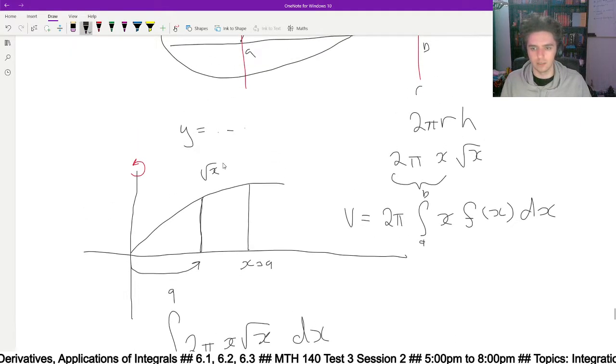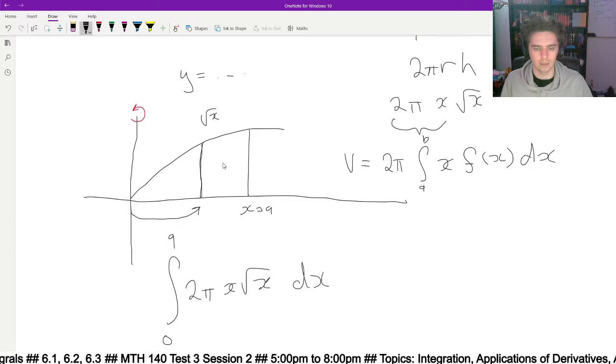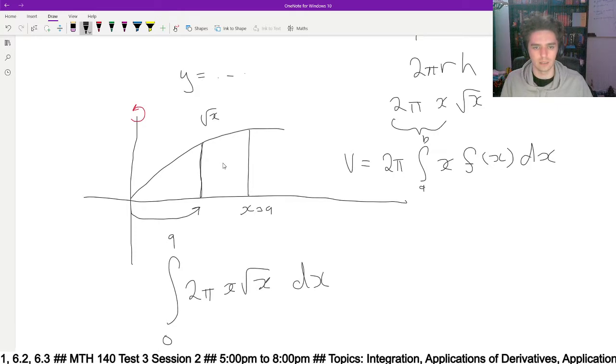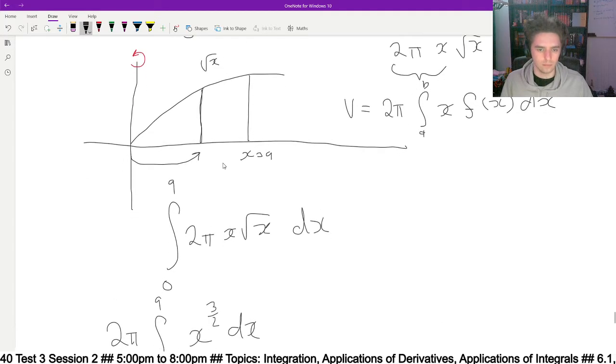f of x was just root x, right? And x times that. The x is always going to be that because the radius of every cylinder is just going to be x, because it's just that distance away. And the height of every cylinder is going to be the value of the function at that point. So yeah.